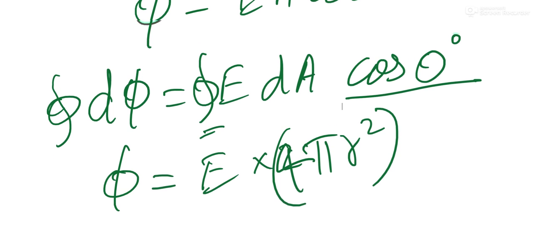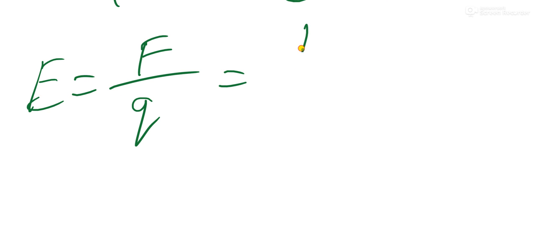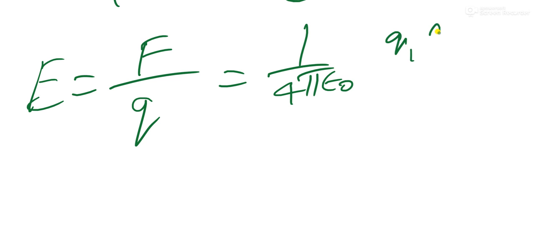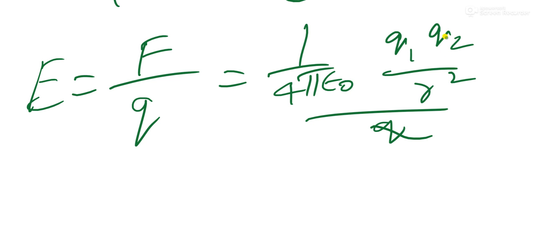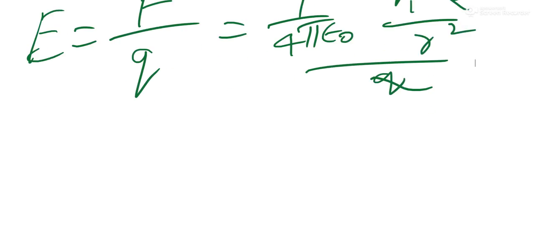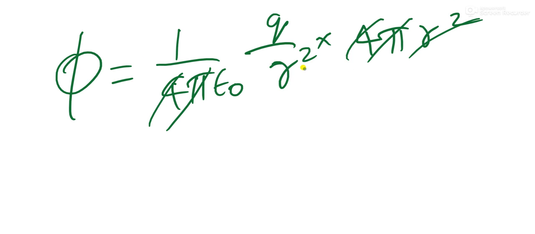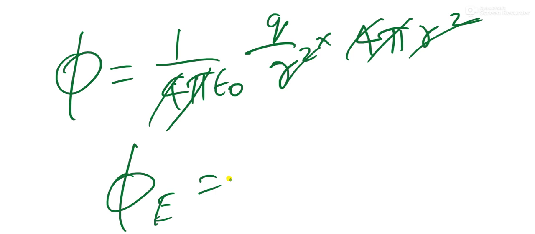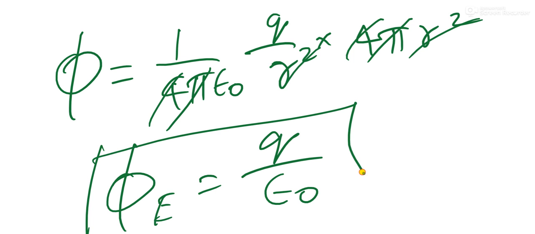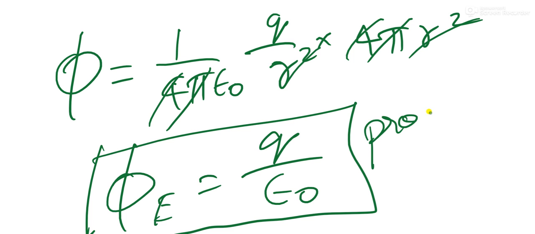What is electric field? Electric field is equal to force per unit charge. So 1 divided by 4 pi epsilon naught Q1 Q2 divided by r square, divided by Q, gets cancelled. Finally I am going to prove the flux formula according to Gauss. EA cos theta, where E is 1 divided by 4 pi epsilon naught Q divided by r square, into 4 pi r square. The 4 pi gets cancelled, r square gets cancelled. So total electric flux is equal to Q divided by epsilon naught, which is the Gauss law proof. We proved Gauss law. Next, what is flux?